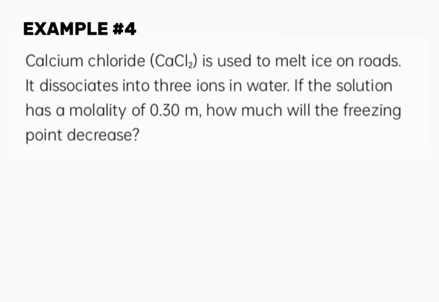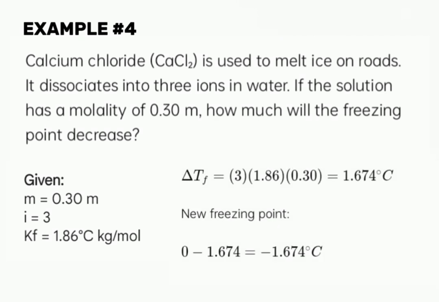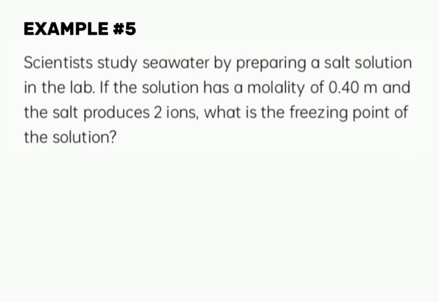Next example. Calcium chloride is used to melt ice on roads. It dissociates into 3 ions in water. If the solution has a molarity of 0.30 moles, how much will the freezing point decrease? So the same process, we will just substitute the given values into the formula and we will get an answer of 1.674 degrees Celsius for the freezing point depression. And for the new freezing point, we will just subtract it from 0 and we will get an answer of negative 1.674 degrees Celsius.